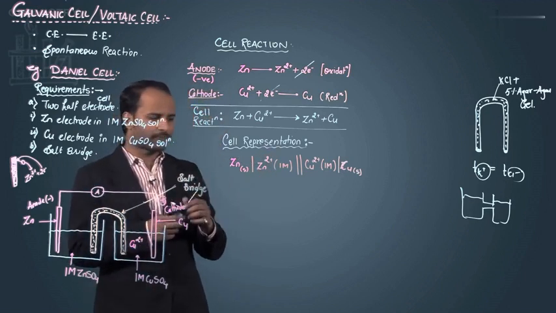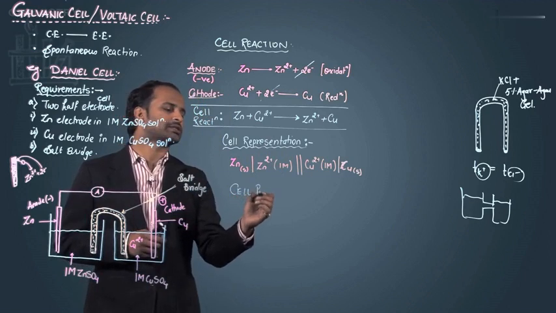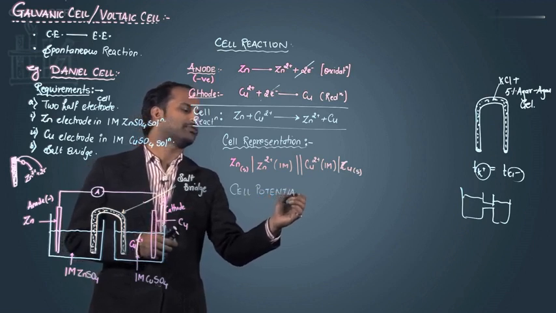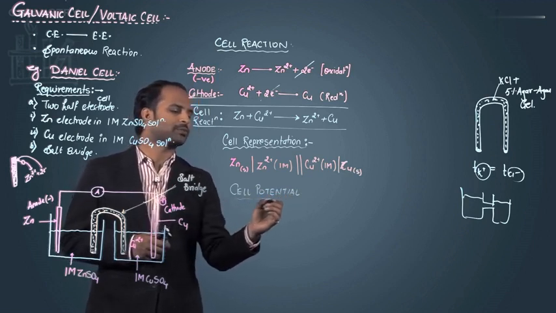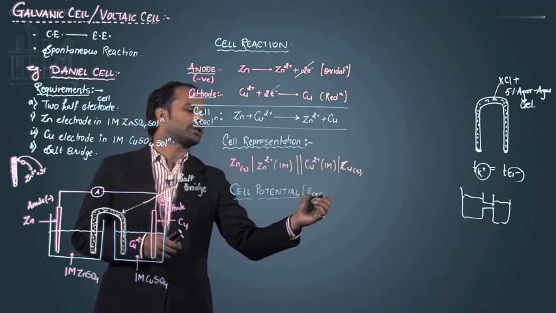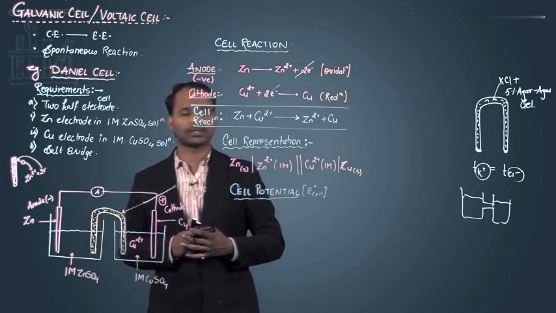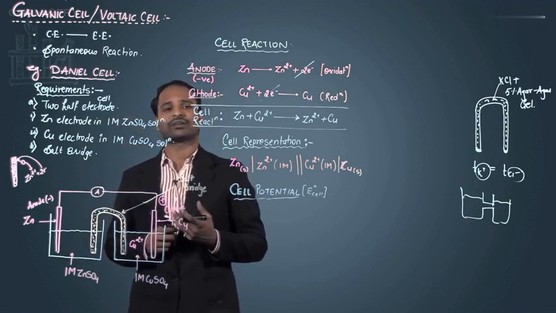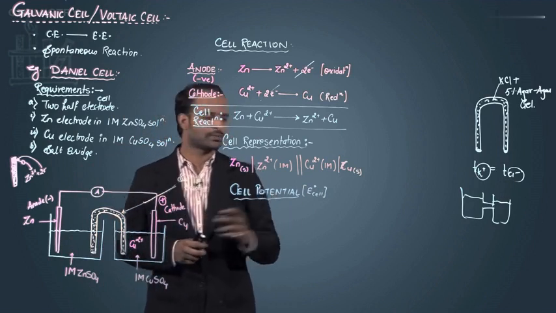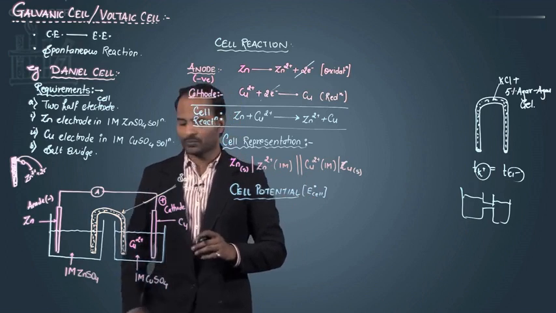After cell representation, the next is the cell potential. Cell potential tells us how much electricity is generated. Finally, we are generating electricity here, that means we are converting chemical energy into electrical energy. So I just want to know how much electricity has been generated, and we measure it in terms of cell potential. This is called E naught. Naught means standard, so it is the standard cell potential.